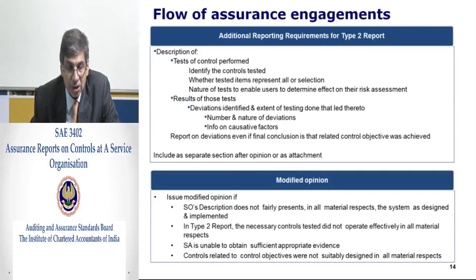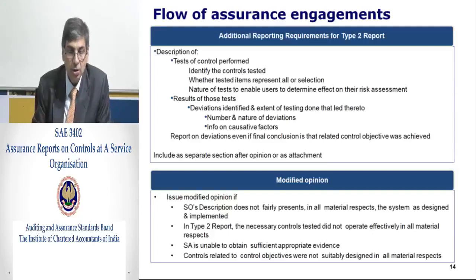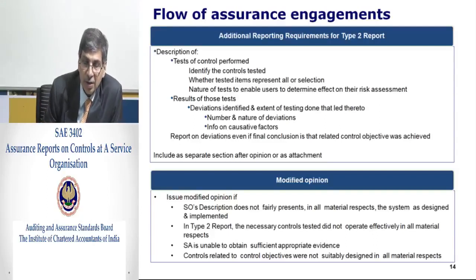Basically, identify the controls which have been tested, and whether the tested items represent all or a selection of controls. What is the nature of the tests, to enable users to determine the effect on their risk assessment? What are the results of that testing, whether there were any deviations identified, the extent of testing that led thereto, the number and nature of deviations, and the causative factors for those deviations. And it is important for the service auditor to report on deviations even where the final conclusion was that the control objective was achieved.